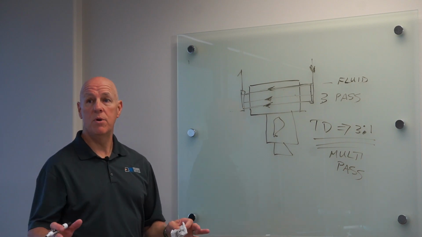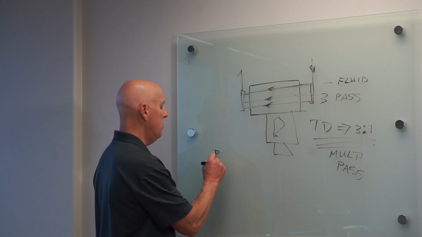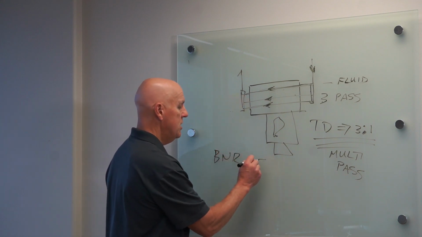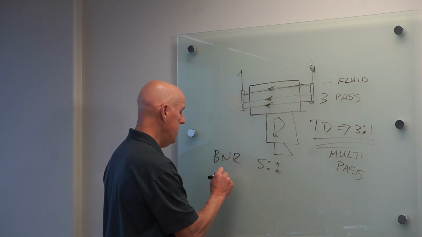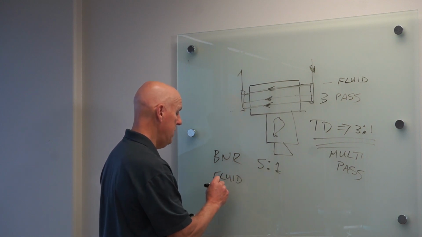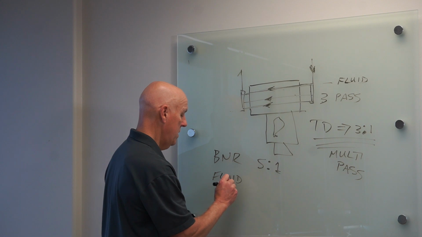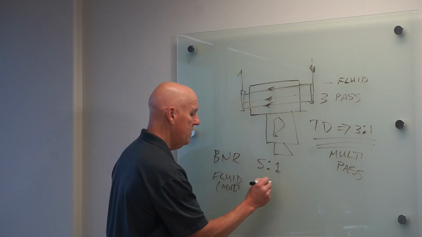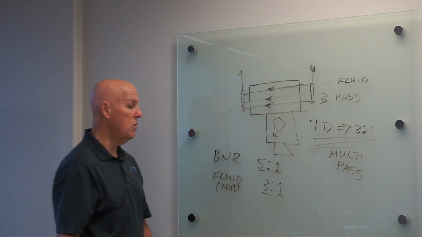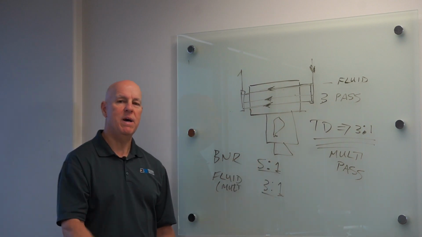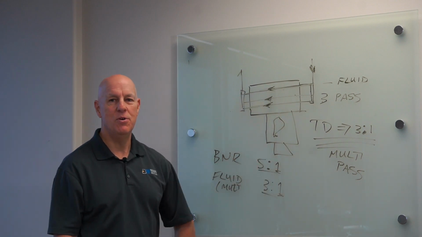So, in summary, what did we say? A burner is probably good for 5 to 1, and then the fluid, if it's a multi-pass, is around 3 to 1. Okay? So I think that's about everything that you need to know about turn down.